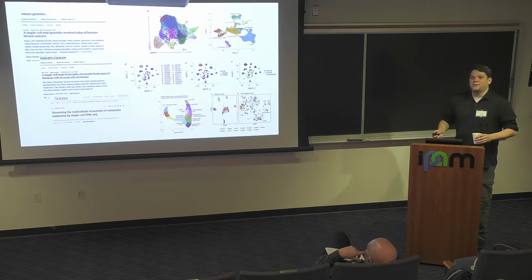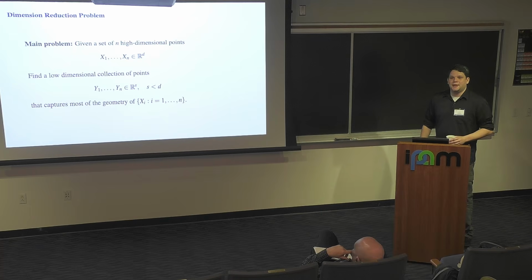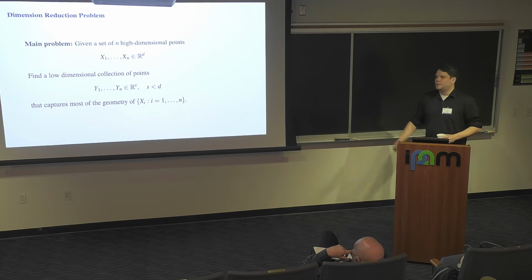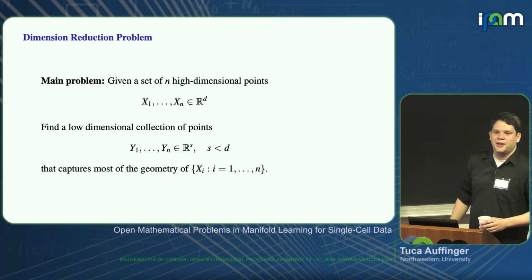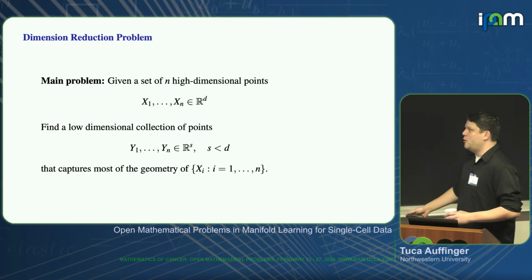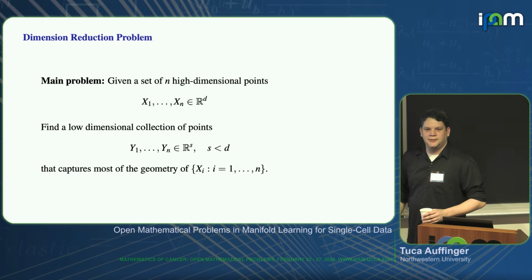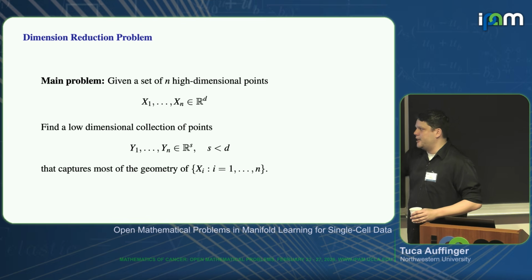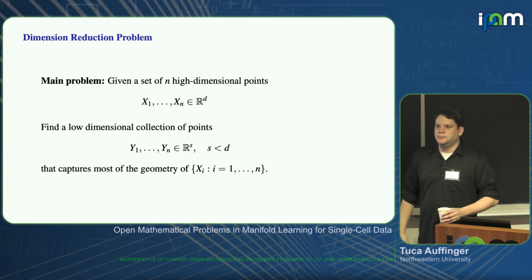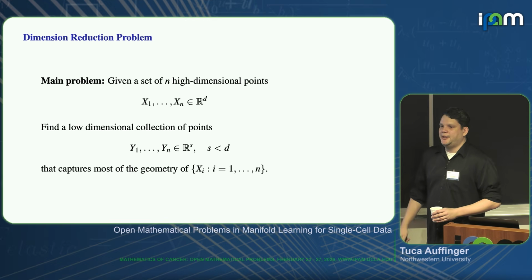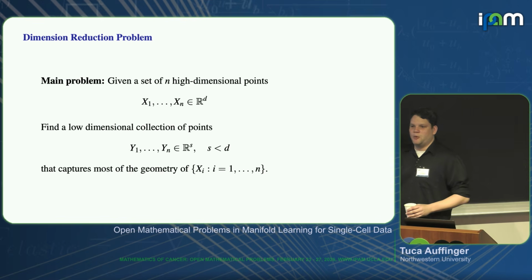Dimension reduction, if you try to just frame it as a math problem, you can just say, okay, I'm starting with any data points that are denoted by x1 to xn. They live in some high dimensional space, R^d. And our goal is to find a low dimensional collection of points. This is the output, y1 to yn, so same number of points, that capture most of the geometry of the initial data set. For a mathematician, now we have a problem, except that this is not well posed.